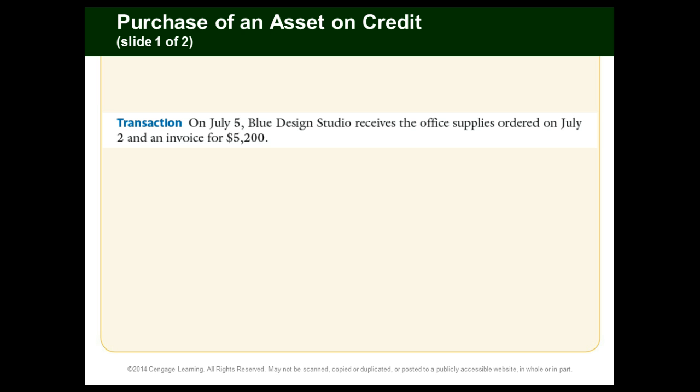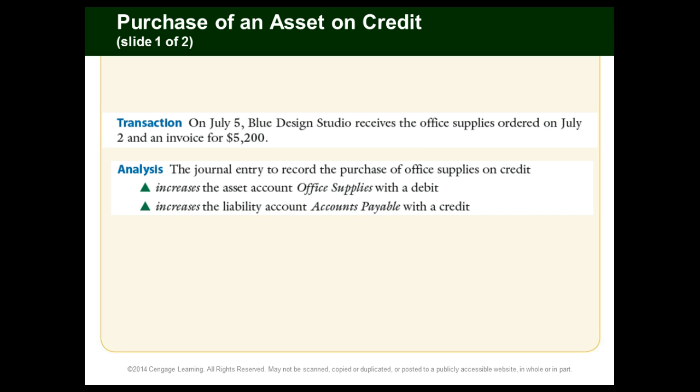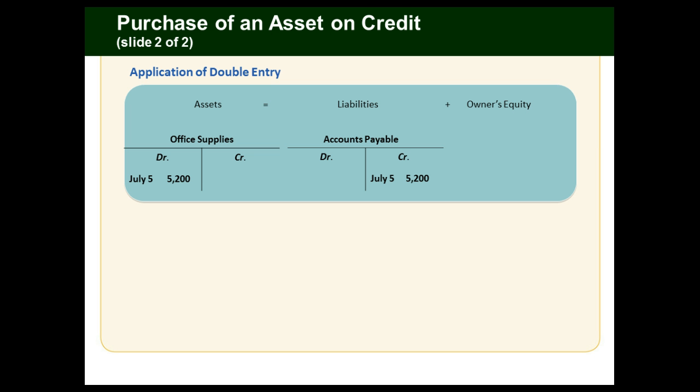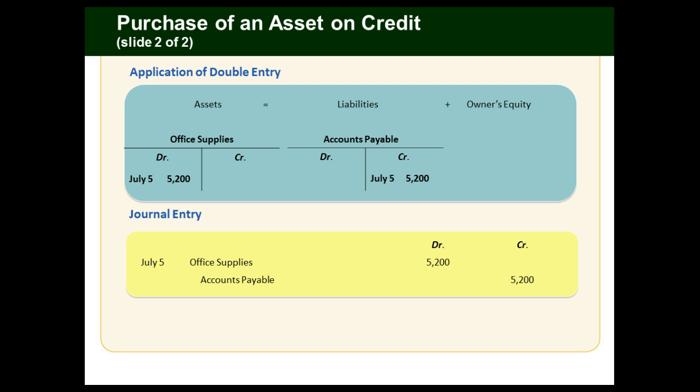Next, we have another transaction. On July 5th, Blue Design Studio receives the office supplies ordered on July 2nd and an invoice for $5,200. Now an economic event has occurred. We are going to increase our asset called office supplies. We're also going to increase our liability, accounts payable. So what we'll do here, our office supplies get debited $5,200. Our liability, which is accounts payable, gets credited $5,200. Does that make sense, guys? So here we debit our office supplies, we credit our accounts payable.